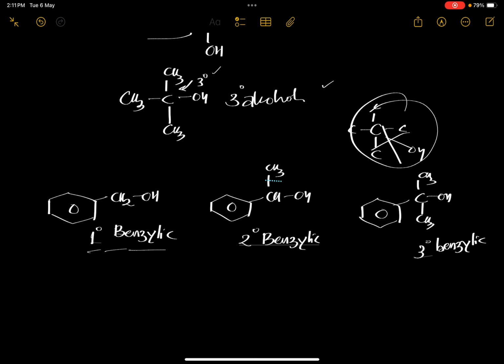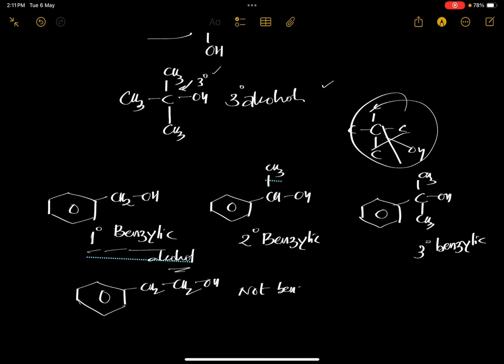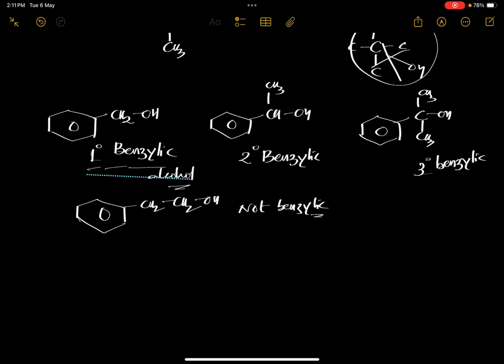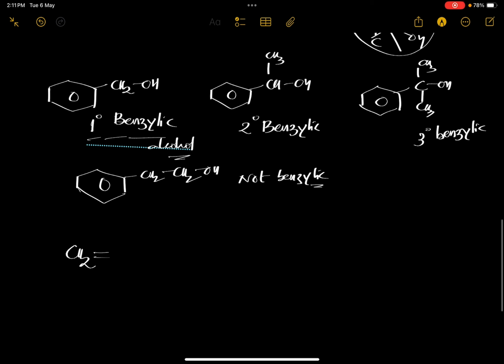So benzylic means benzene, next attached there will be a carbon, and OH will be attached to that carbon. See, benzylic is alcohol, it is not phenol. Now OH directly attached to benzene means phenol. This is alcohol only, it is not phenol. And now CH2CH2OH, if it is there, it is not benzylic. Benzylic means only one carbon should be there between the benzene and the OH group. Only one carbon should be there, and to that carbon on the benzene there should be an OH group.